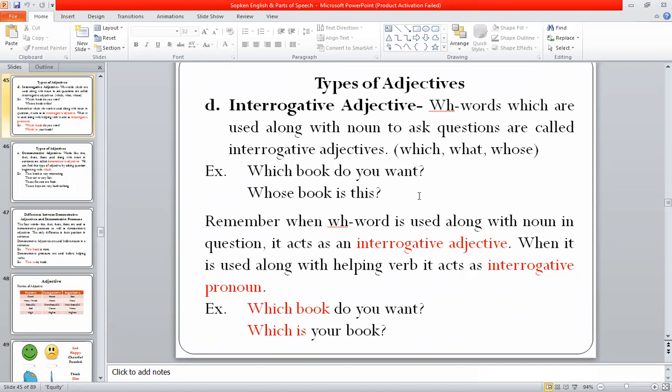So what are its examples? Examples of interrogative adjectives are which, what, whose, whom. So these are the interrogative adjectives. If they come in connection with a noun, then only they are called interrogative adjectives. And if they are not coming in connection with that noun, then they won't be interrogative adjectives. So let's see it with an example.